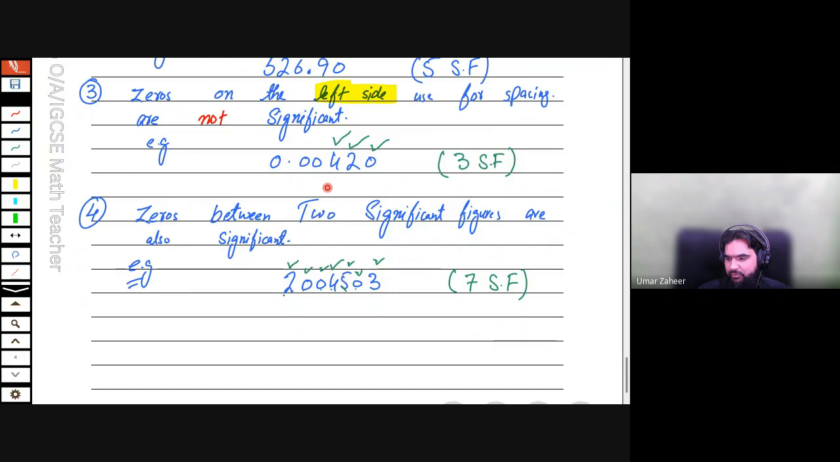And if you get zeros between two significant figures, like 2 is significant, 4 is significant because they are non-zero digits, so these zeros in between are also significant. So these are the rules.